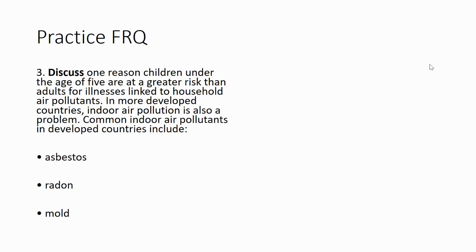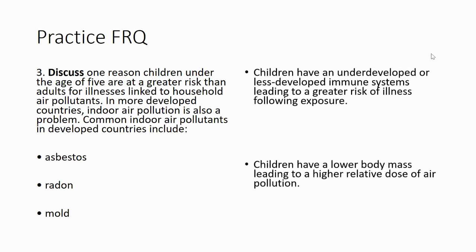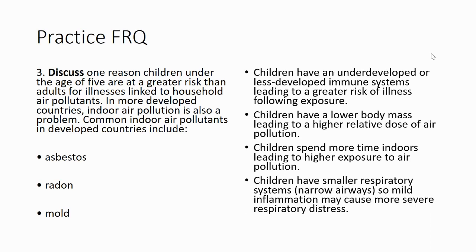Okay, at this point, you should have answered your FRQ. So let's take a look at the College Board accepted answers here. Remember, you had to discuss at least one reason why children under the age of 5 would be at a greater risk for illness than adults. Here were some of the accepted answers. Children, we know, have underdeveloped or maybe less developed immune systems, which can overall lead to a greater risk of illness following the exposure to any of these pollutants.